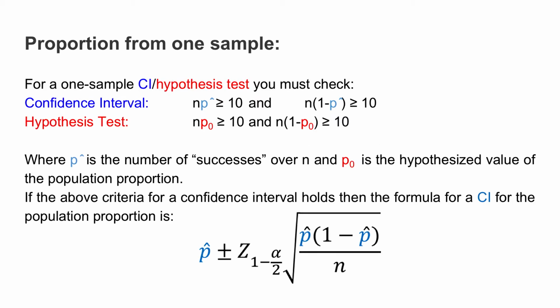So now for proportion. So one sample proportion. Proportion from one sample. If you want to do the confidence interval or hypothesis test, you need to check something. That's the NP and NPQ part, right? Sometimes people use 5 and sometimes people use 10. So how do you define it?